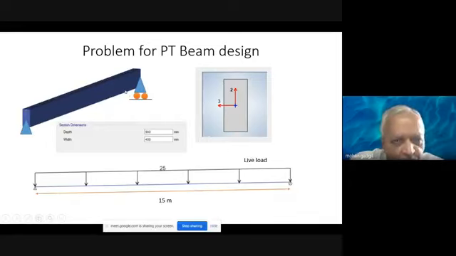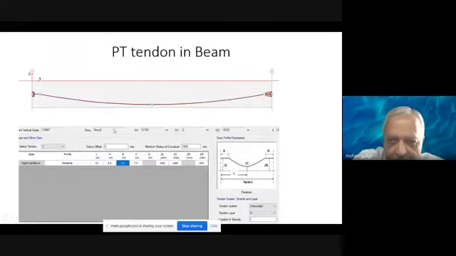It is a simply supported beam over here, and it is subjected to a live load of 25 kilonewton per meter. So that is my data, that I want to design a beam which is 15 meter in span. The section I have selected is 400 by 900 depth, and it is simply supported at the ends. The grade of concrete that I want to use over here is M35, and so on.